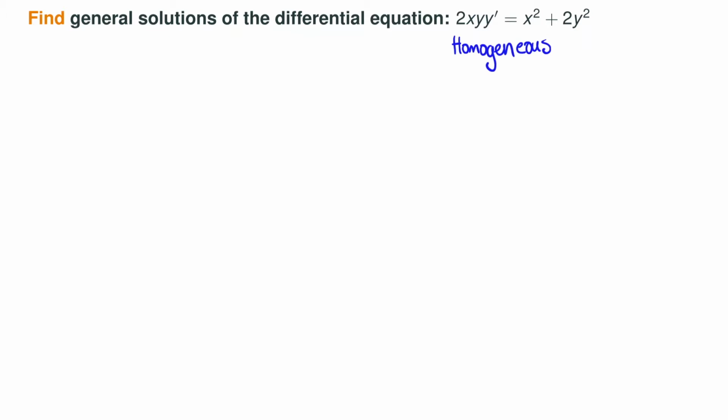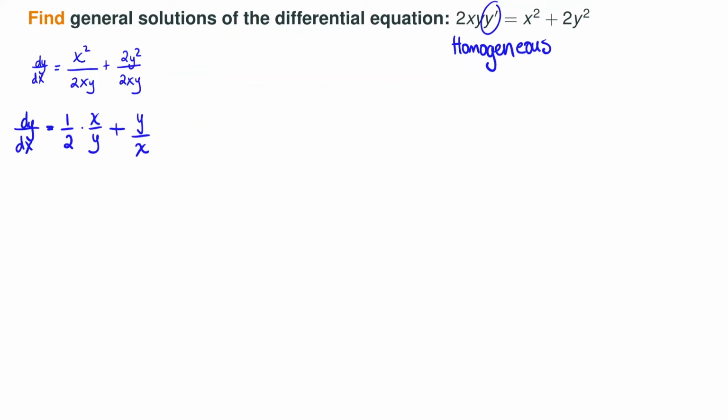And in order to solve this, we'll want to isolate our y prime term. So let's divide both sides by our 2xy, and we get dy/dx equals x squared over 2xy plus 2y squared over 2xy, and then we can simplify the right side. And once we've recognized this is a homogeneous equation, we have a substitution that we generally use.